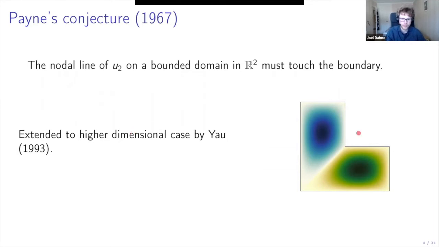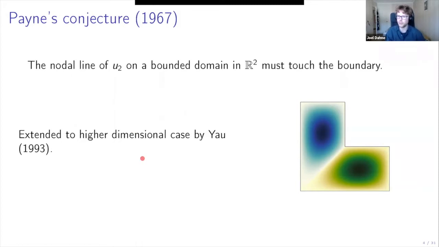An example here is if you look at an L-shaped domain and compute some approximation of the eigenfunction, it will look like this. There's one negative part and one positive part, depending on the sign you choose. Here you see the nodal line is the line here. In this case, we see that it does indeed touch the boundary both up here and also down here. This was also extended to the higher dimensional case by Zhao in 1993.